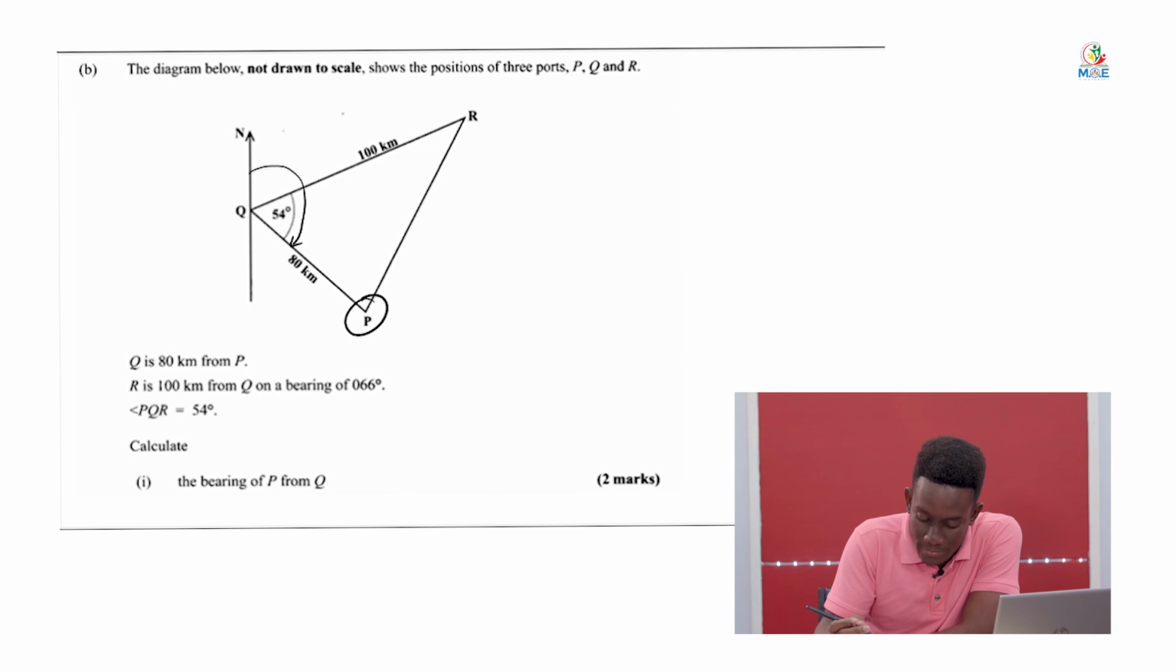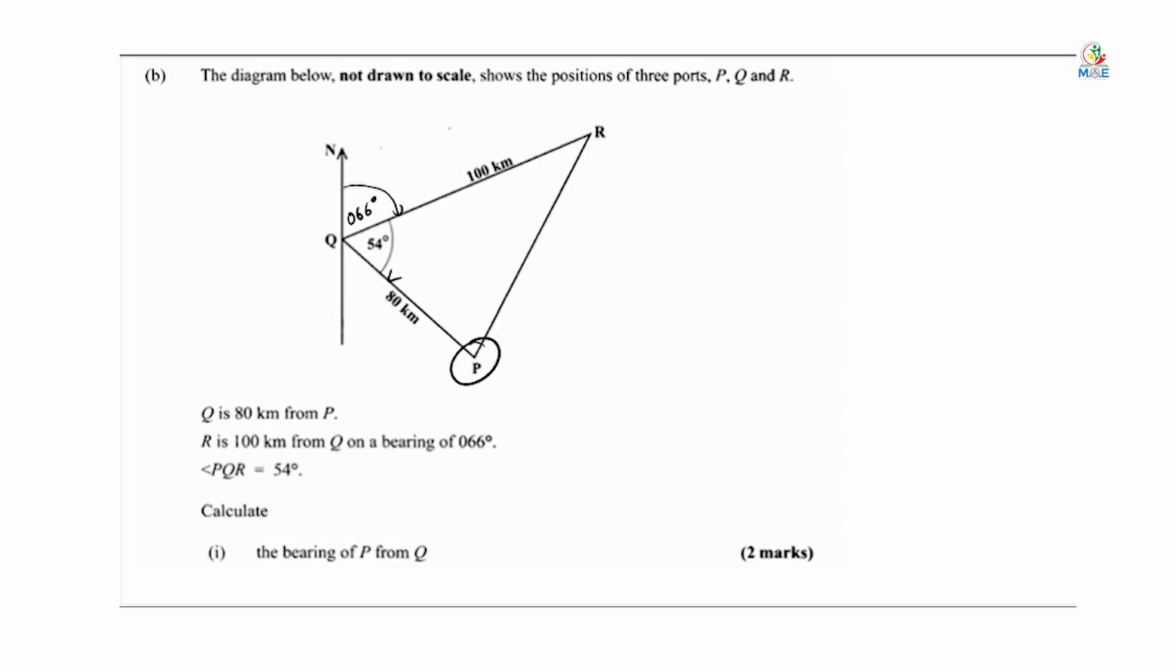They told us that R is 100 km from Q. So we know this is R on a bearing of 066. So we know the bearing of R from Q is 066 degrees. So we know here it would be 066 degrees. So we go all the way around here. So from the north line to R is 066 degrees.